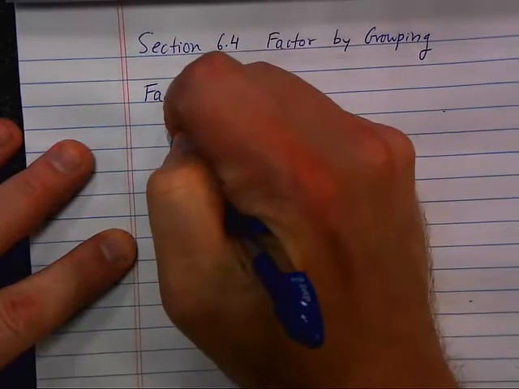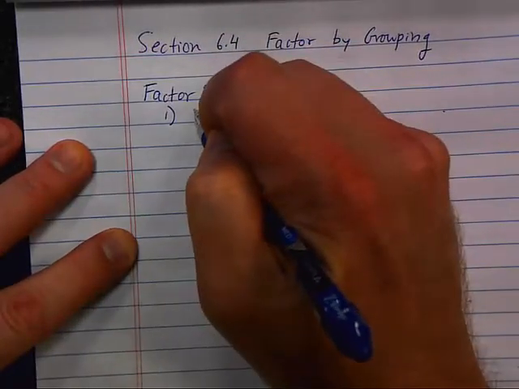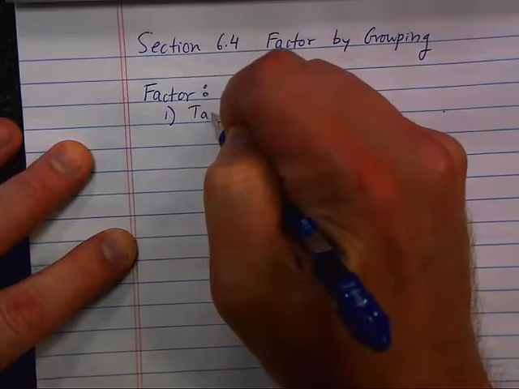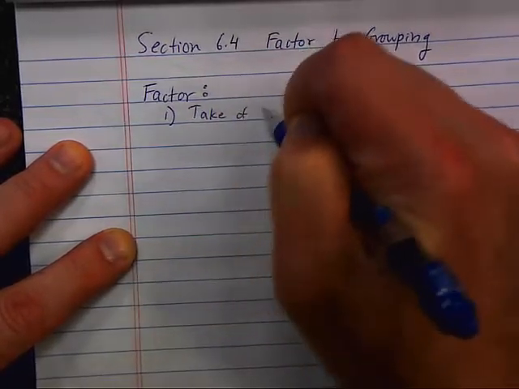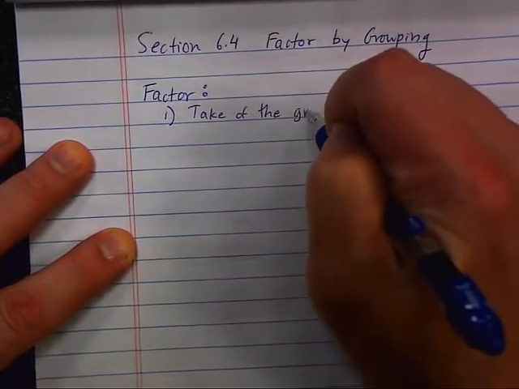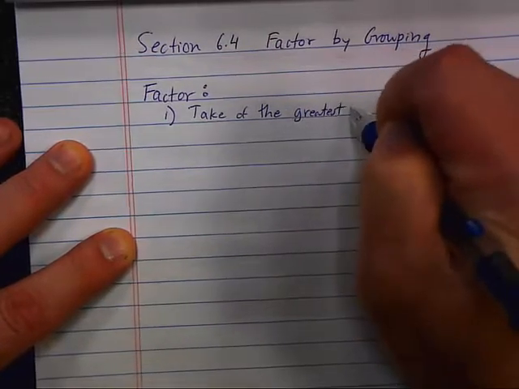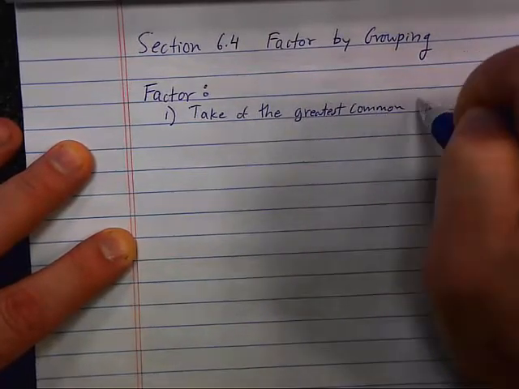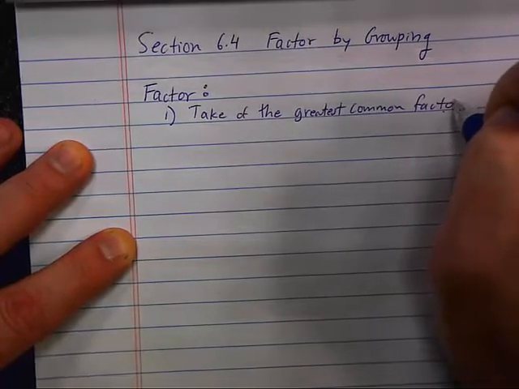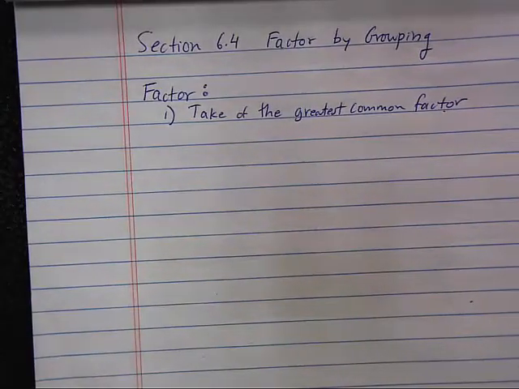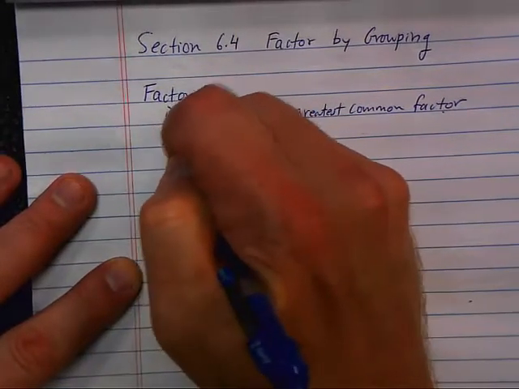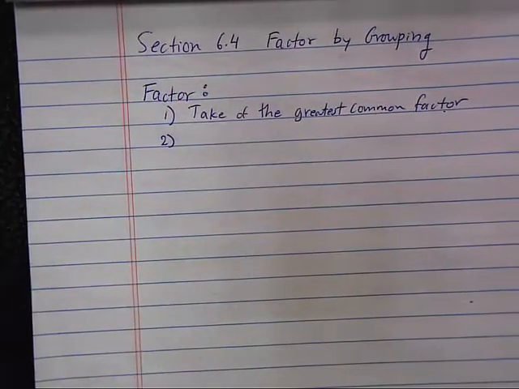Number one, the first thing you always look for when you see the word factor is take out the greatest common factor. And we did that last time, and we'll do some more of that again today. So the first thing you always look for whenever you see the word factor is a GCF. Always your first step. The second thing you do is you count the number of terms.